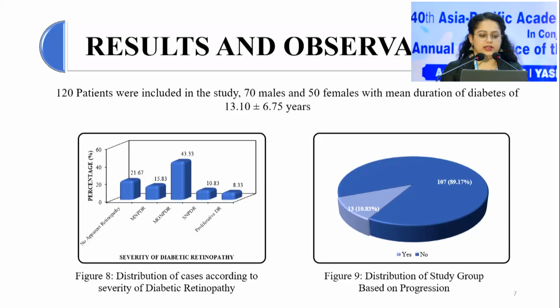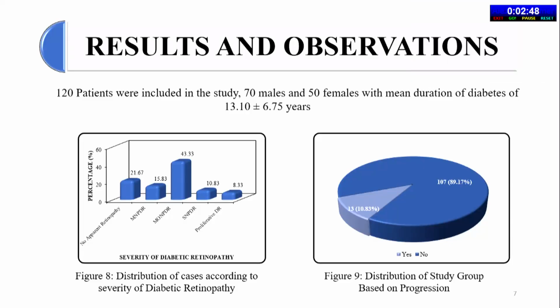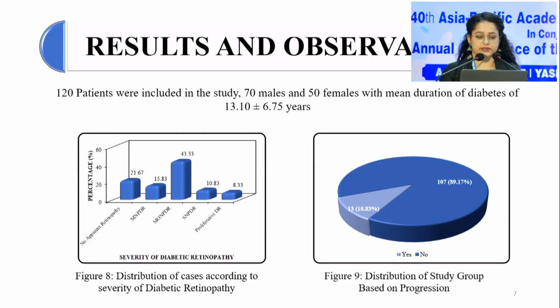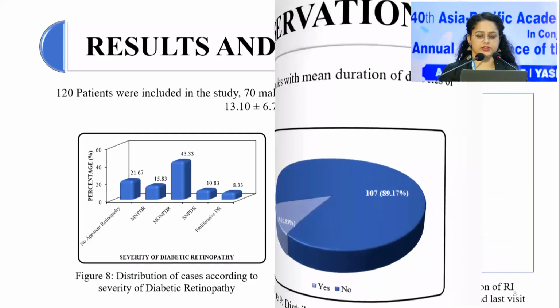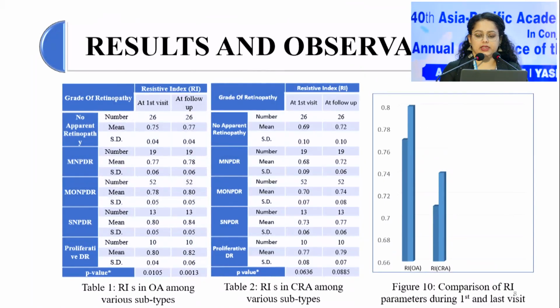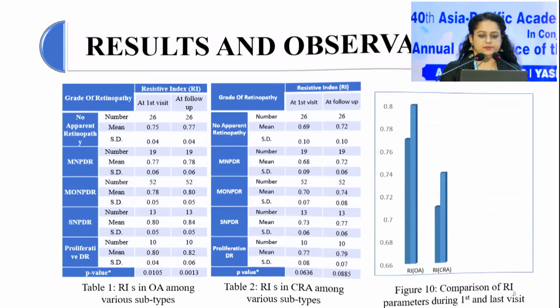Coming to the results, 120 patients were included, majority of them were males, and most of the patients had a duration of diabetes of more than 13 years. Most of them had moderate NPDR changes. So what we found was in the ophthalmic artery as well as the central retinal artery, we can see a significant increase in the resistivity index. These values were compared over a period of 6 months.